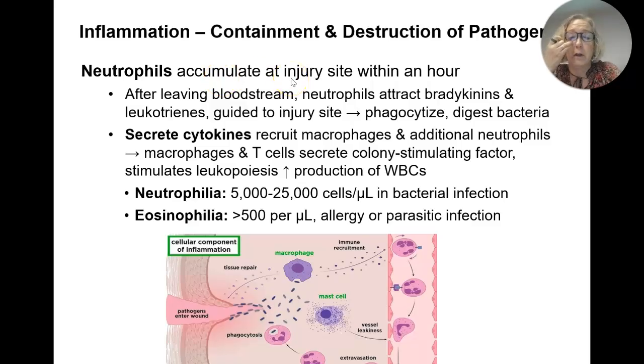Neutrophils accumulate at the injury site within an hour, right? So as soon as somebody knows that there's a pathogen, neutrophils. After leaving the bloodstream, these neutrophils are guided to the injury site, they phagocytose, and they digest the bacteria. They secrete cytokines, which, remember that because we're going to talk about cytokines again. They recruit macrophages and additional neutrophils, and macrophages and T cells secrete stimulating factor. They stimulate leukopoiesis, which is the production of more white blood cells, right? Okay, so bacterial infection is your neutrophil, eosinophils are your parasitic infection.